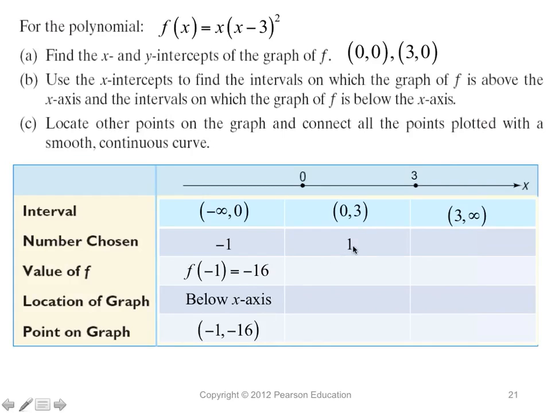So we're going to pick 1. So we're going to plug 1 into our original equation. So we have 1 times (1 minus 3) squared. You can use a calculator to do this. And you should get 4 out. 4 is a positive number, so that's going to be above your x-axis. And if we write it as a point, it's going to be (1, 4).